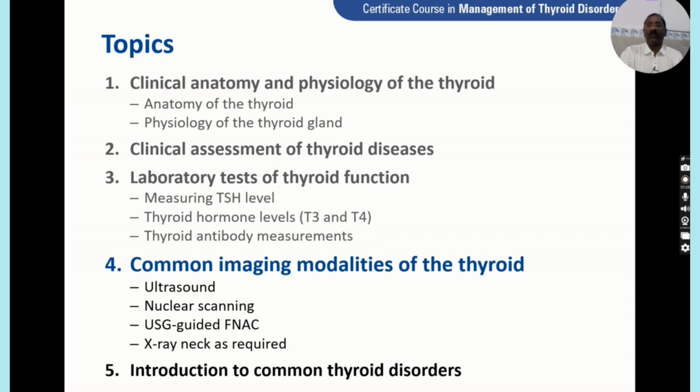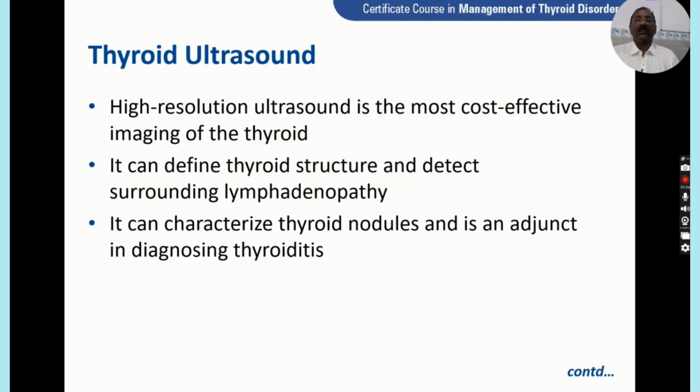Moving to the common imaging modalities of the thyroid gland. Here we have to respect the radiology people. Thyroid ultrasound: high resolution ultrasound is the most cost-effective imaging of the thyroid. It can define the thyroid structure and detect surrounding lymphadenopathies. It can characterize thyroid nodules and is an adjuvant in diagnosing thyroiditis.